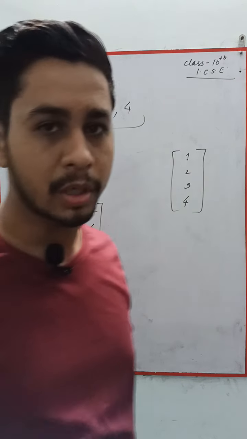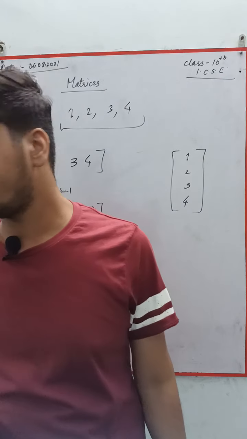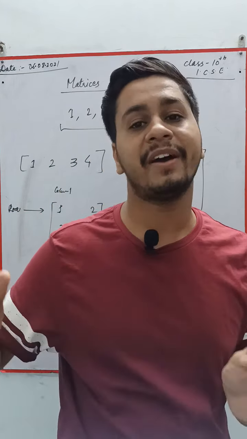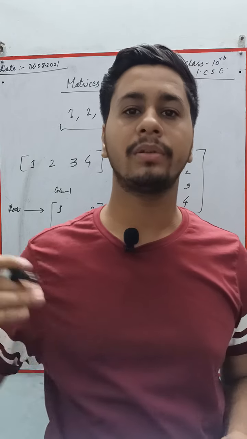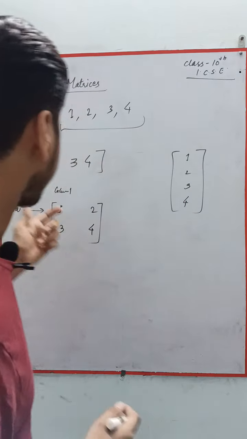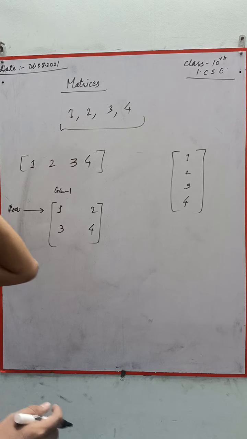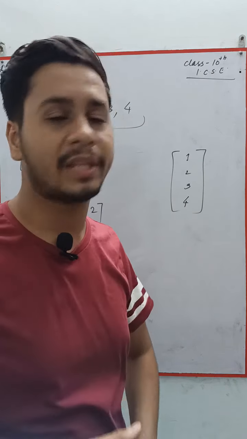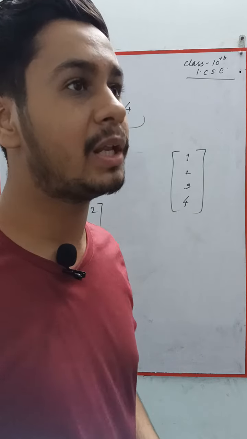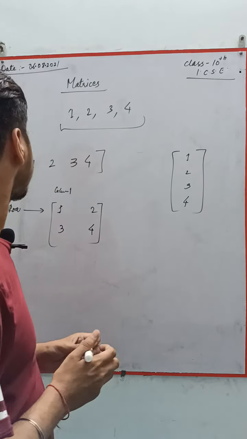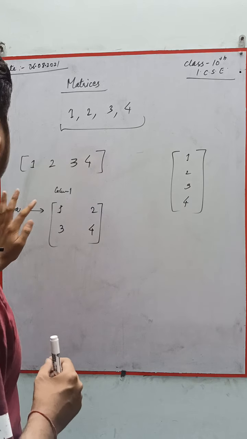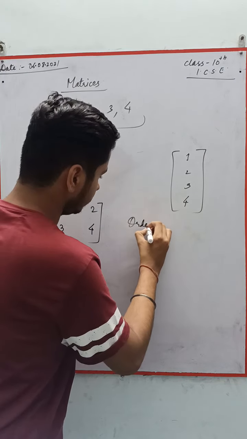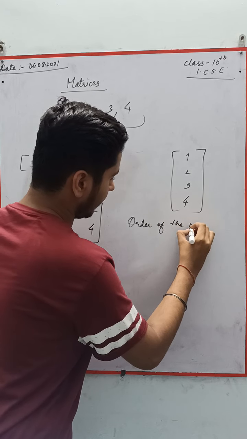Okay, so from the book you can read the definition: a rectangular arrangement of numbers in the proper or defined order or manner according to the requirement is called a matrix. In this chapter we will study the types of matrix as well as some other things which will be helpful in doing the questions. We'll start first of all with the order of the matrix. What is the meaning of order of the matrix?